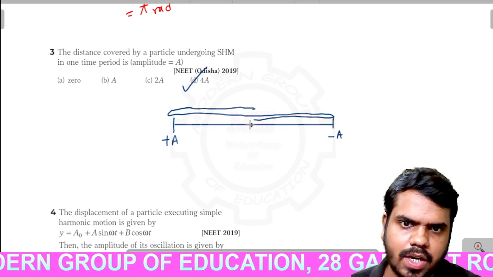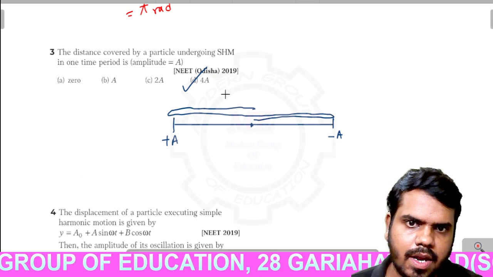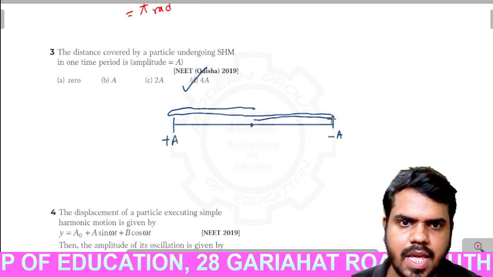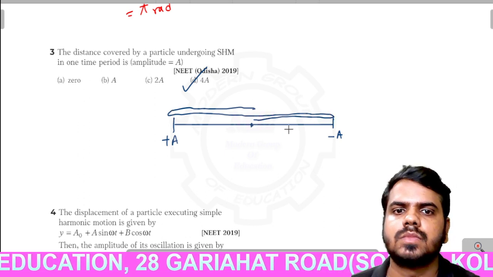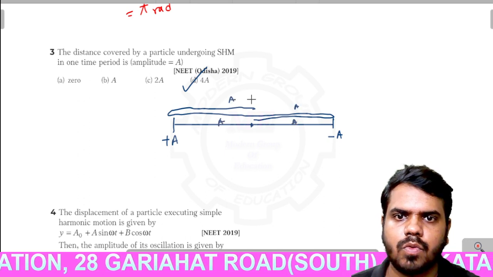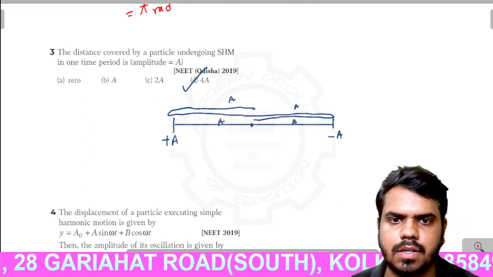One time period means it starts from here, goes there, repeats its path, and comes back to the mean position. So this is a, 2a, 3a, and 4a. So answer D is the correct answer. Clear?